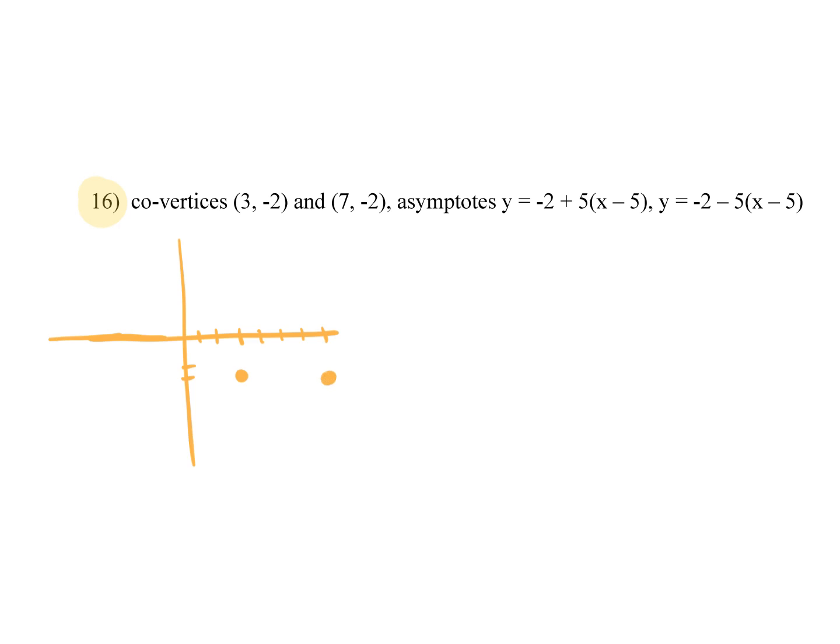What would the center be? It'd be the midpoint of them. So our center would be, bless you, 5 comma negative 2. The distance from the center to the covertices, is that a or b? What do we think? It would be b. So b is equal to 2.